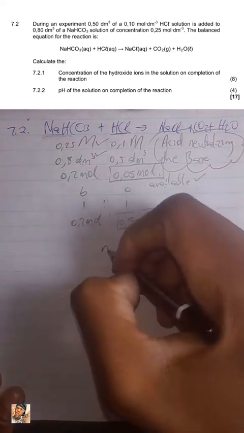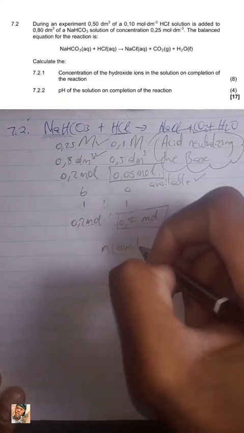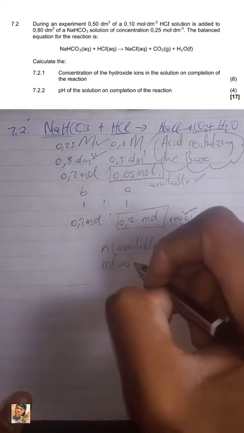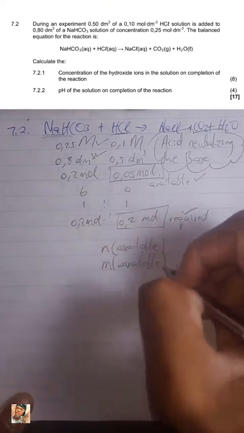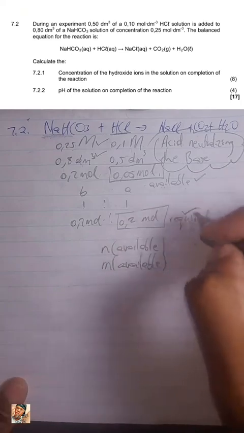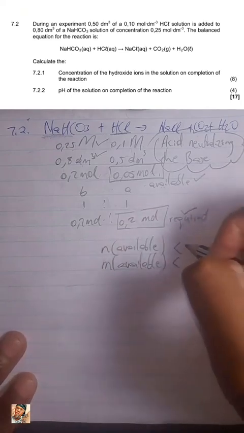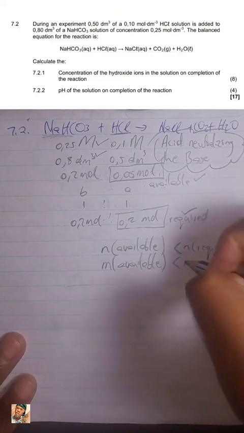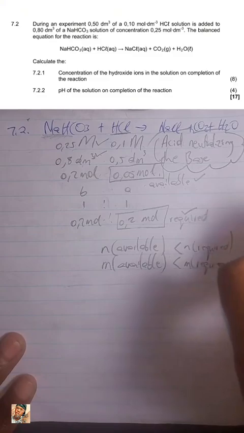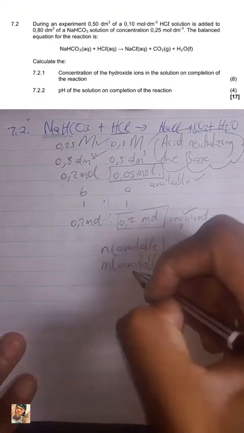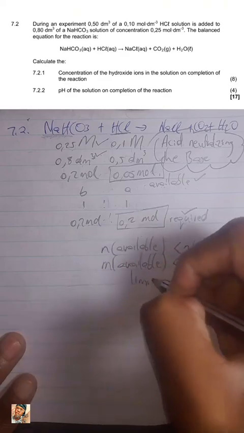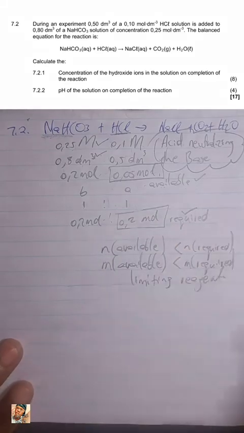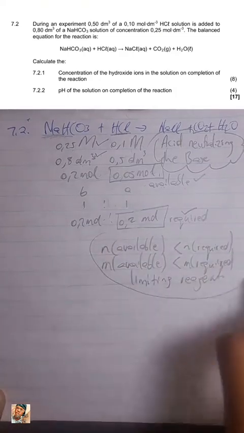So when the number of moles available, this also applies to mass, by the way. When the number of moles or the mass available is less than the number of moles required, or the mass required, then that is the limiting reagent. Okay, so that is the limiting reagent. Please take this information and add it into your notes.